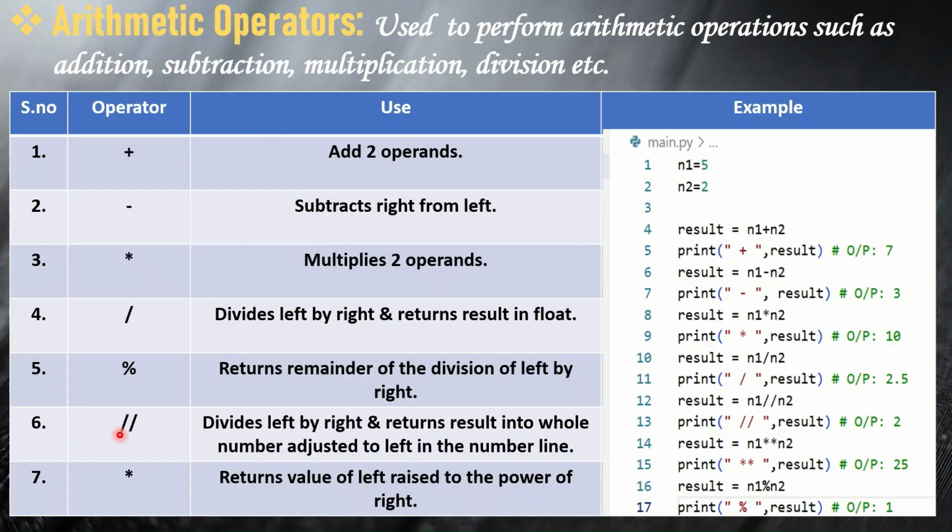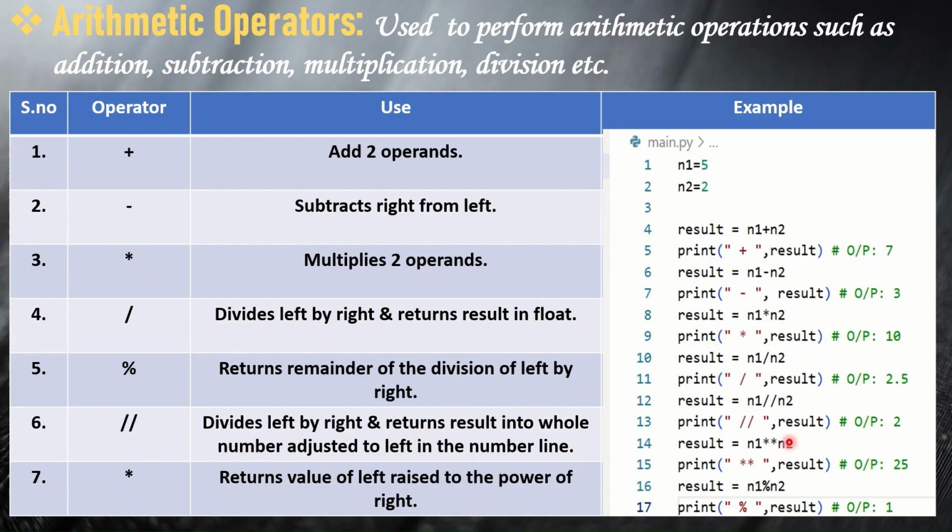And we have this floor division operator, as we can call it. This operator divides the left hand operand by the right hand operand and returns the result as a whole number, which is adjusted to the left on the number line. This floor division operator returns an integer value when both the operands are integers, or otherwise it returns a float value when either one of the operands is a float value.